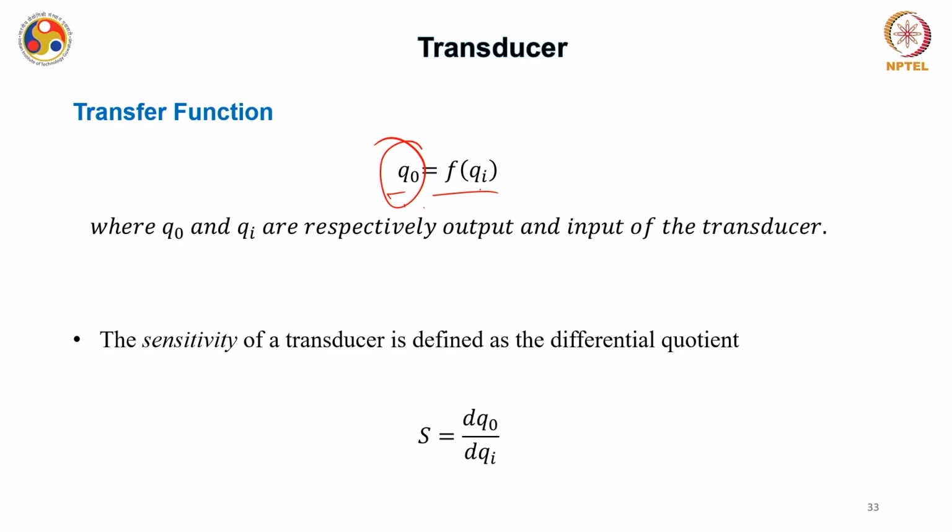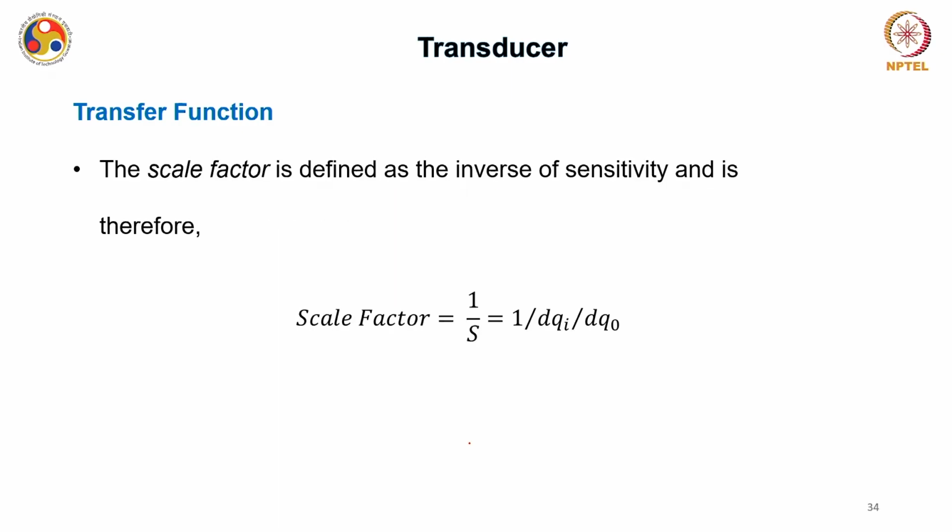Once you have this, the differentiation, or the differential quotient, gives you the sensitivity of the transducer. There is one more thing that is defined, which is the scale factor of the transducer. Scale factor is nothing but the inverse of the sensitivity. So if you know the transfer function, the slope of it at a certain point gives you the sensitivity, and the inverse of it gives you the scale factor. For this particular case, it can be given as 1 by dQo/dQi.